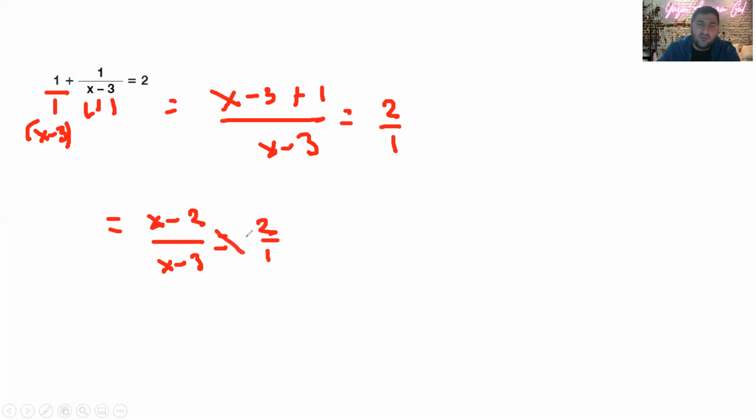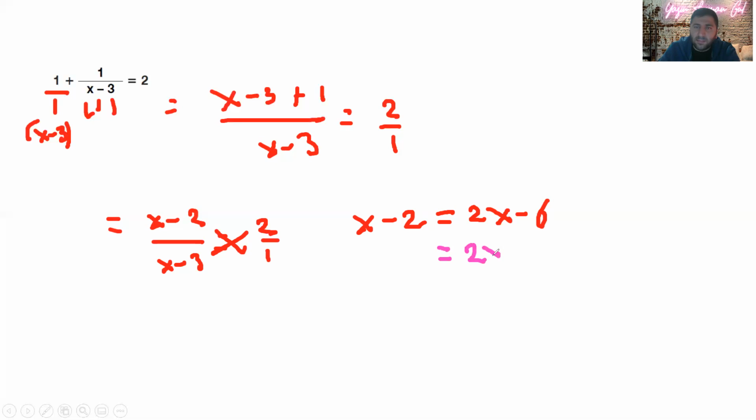If I do a cross multiplication, this is going to be x minus 2 equals 2 times x minus 3. I'm just going to do it here. 2 times x will be 2x, minus 2 times 3 will be 6, so it's going to be minus 6. As you can see, now I'm going to take this x to that side, and then take negative 6 to that side.